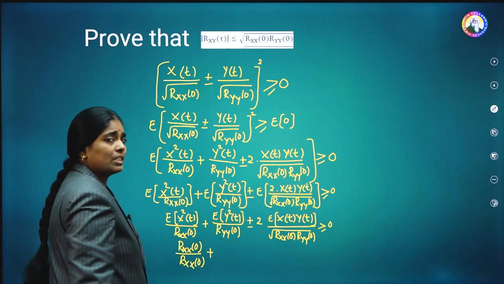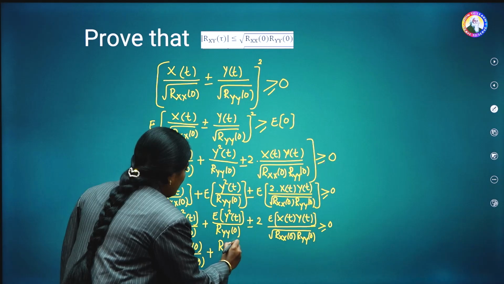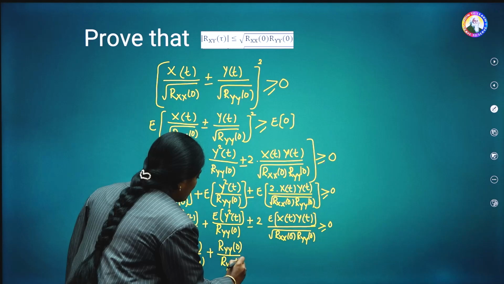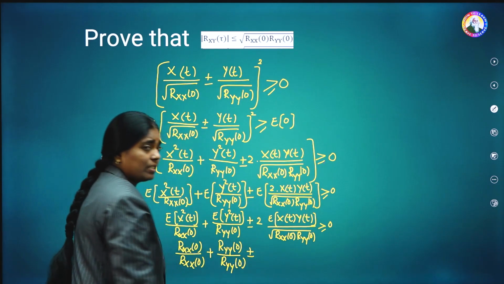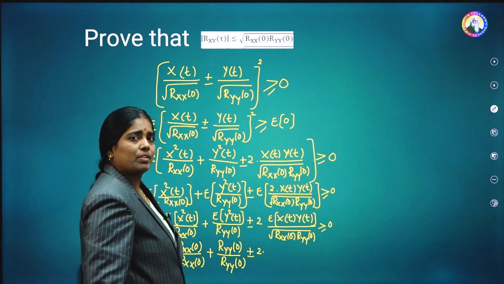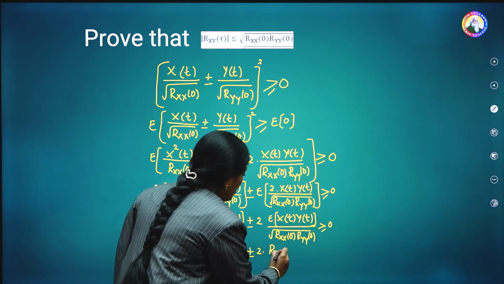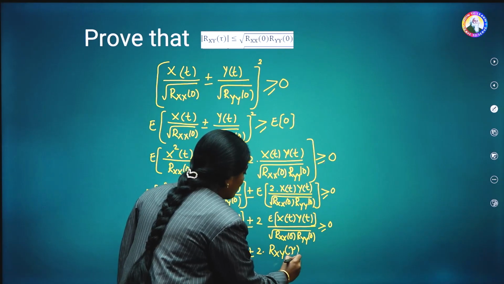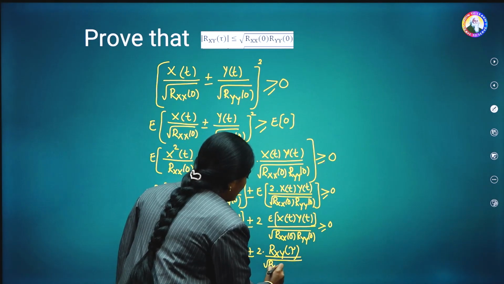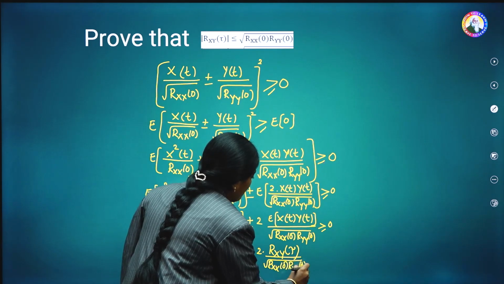E of y square of t is nothing but R yy of 0. R yy of 0 plus or minus 2 into, this is the definition of cross correlation function, that means this is simply R xy of tau, whole divided by square root of R xx of 0 into R yy of 0.